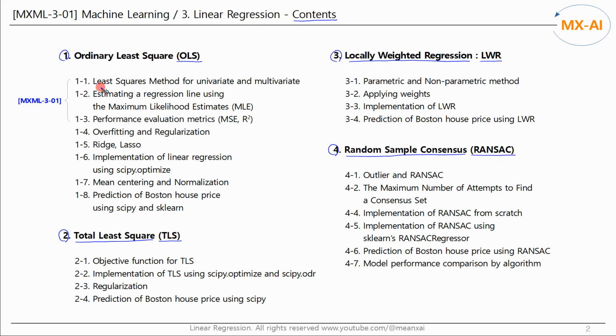In this video, we will look at the least squares method for single and multiple features. We then look at how to estimate the regression line using the maximum likelihood estimates, MLE. We then look at how to evaluate the performance of the model.